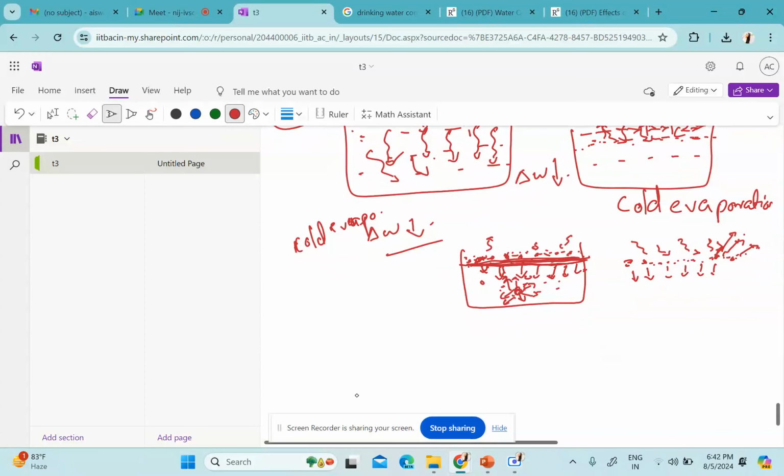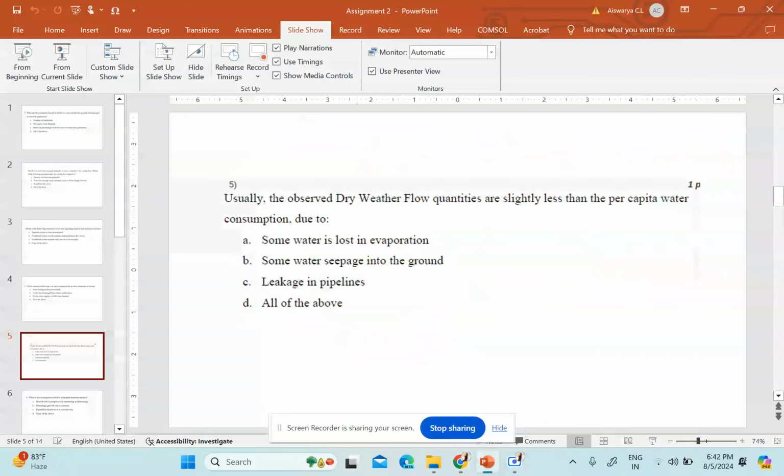So even if you keep open water at night, and then you see the water in the morning and measure it, surely there will be a reduction. So that you can get. So then next point.